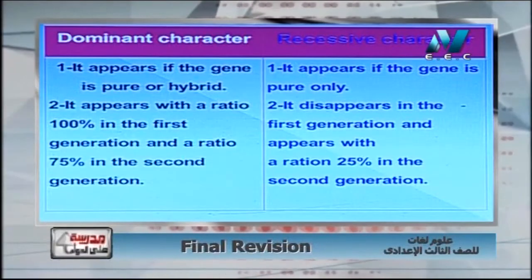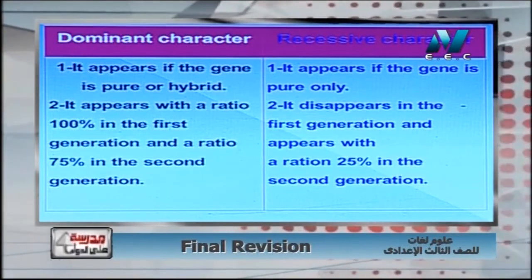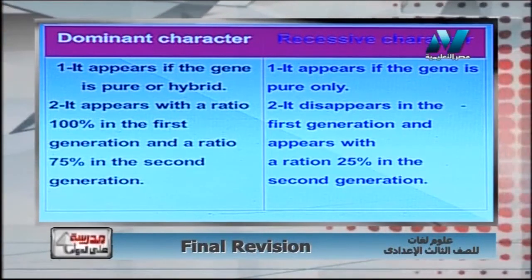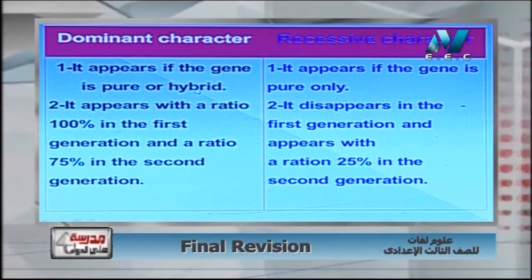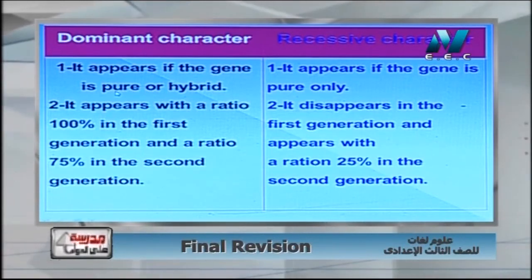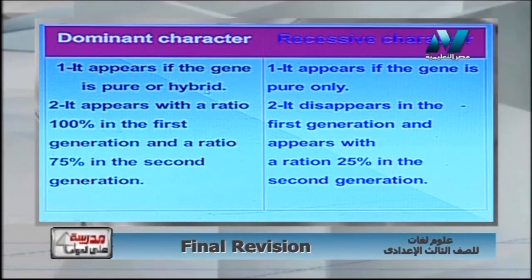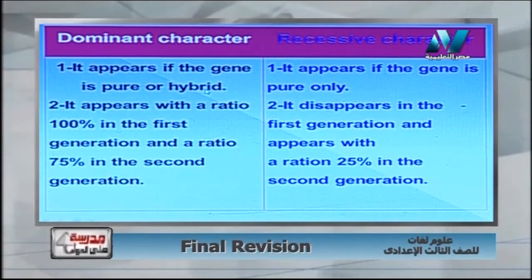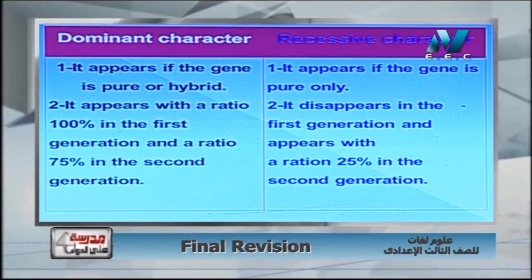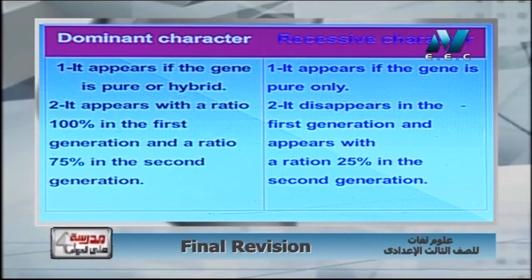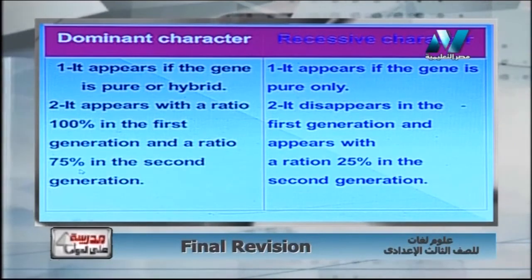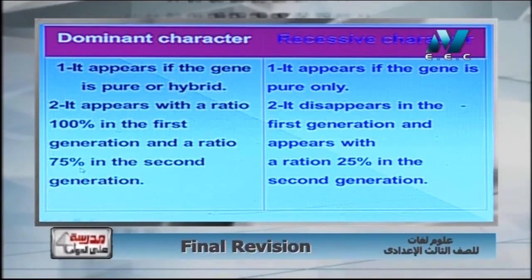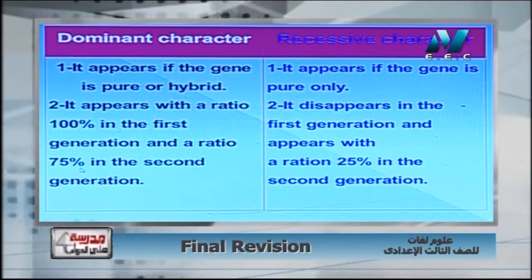Okay, let's see the question together. This is comparison number 1, dominant character and recessive character. As we see, it appears if the gene is pure or hybrid. As we explained, pure, the two letters are similar, or hybrid, one capital letter and the other small letter. It appears with ratio 100%, meaning all the offspring have the dominant character, and 75% in the second generation, or ratio, as we said, 3 to 1.